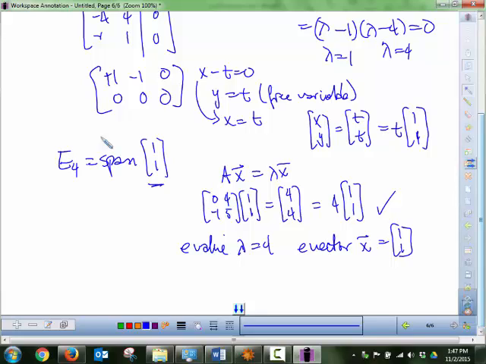And we can't get to the 3 by 3 case until we study more determinants, because right now, technically, we only know how to do determinants of 2 by 2 matrices. And we'll talk about determinants of 3 by 3 matrices soon.